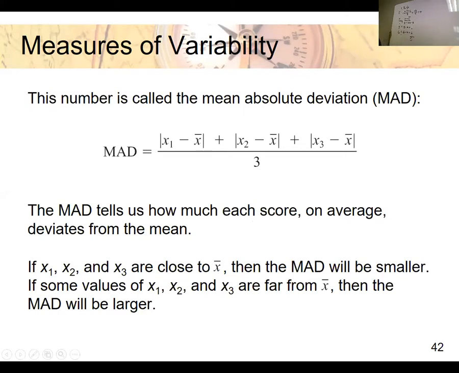we call this MAD, or the mean absolute deviation. It's the absolute value of X1 minus X bar, plus the absolute value of X2 minus X bar, plus the absolute value of X3 minus X bar. The MAD tells us how much each score, on average, deviates from the mean. So taking the example we have with numbers, what would that work out to? Let's look at it.